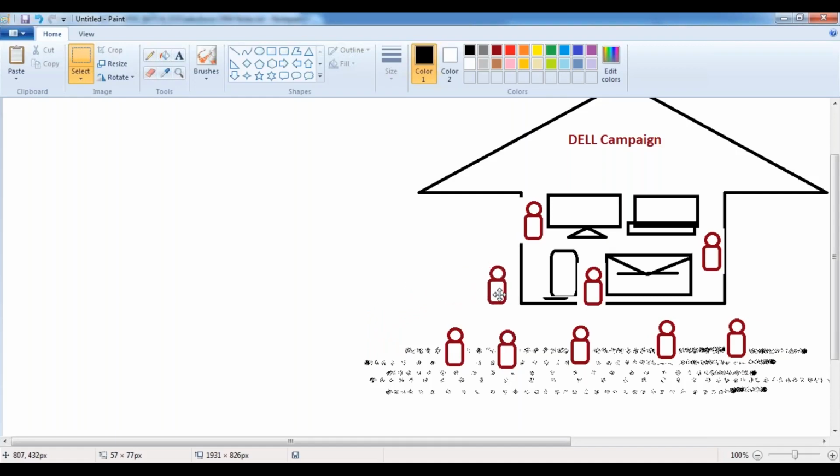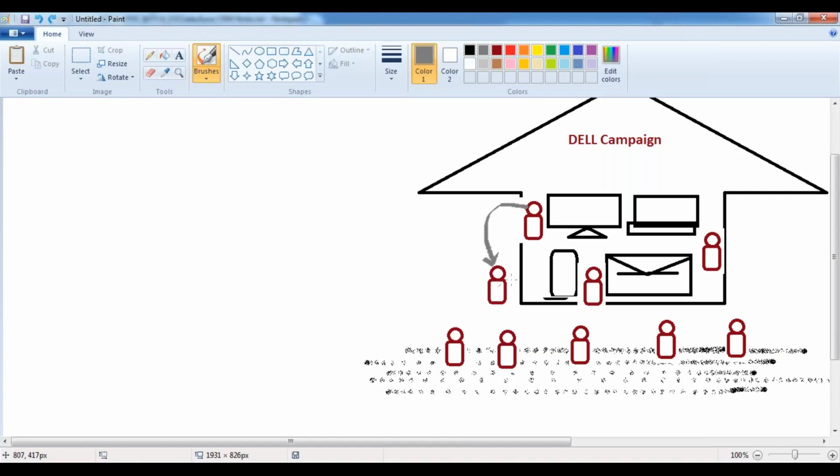Whenever I reach this campaign, one of the Dell marketing executives will start the conversation with me. He will start giving the information about each and every product. He explains the desktop, its features and configuration, the laptop's features and configuration, the mobiles, and the printers too. Each and every product and feature, he keeps on explaining to me one by one.